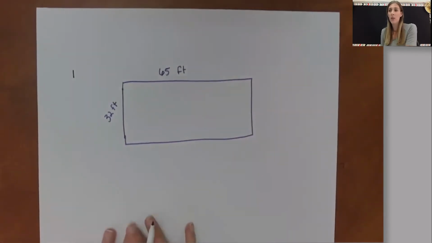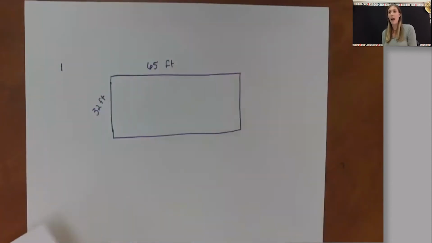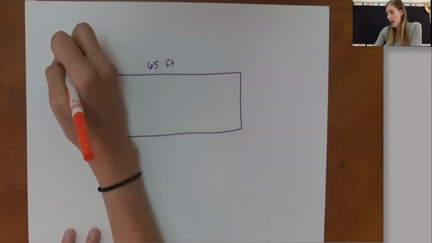Now let's draw a picture of the whole park. The problem told us that the walkway goes around the garden. So what are the dimensions of the whole park with the walkway around the garden? Correct, 52 by 85. So let's draw that.